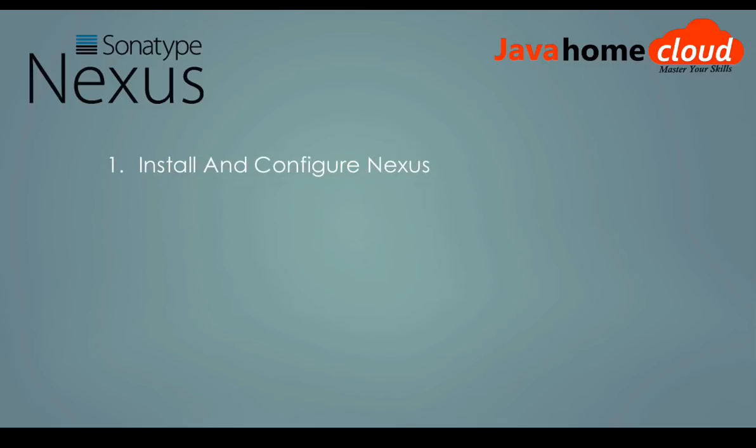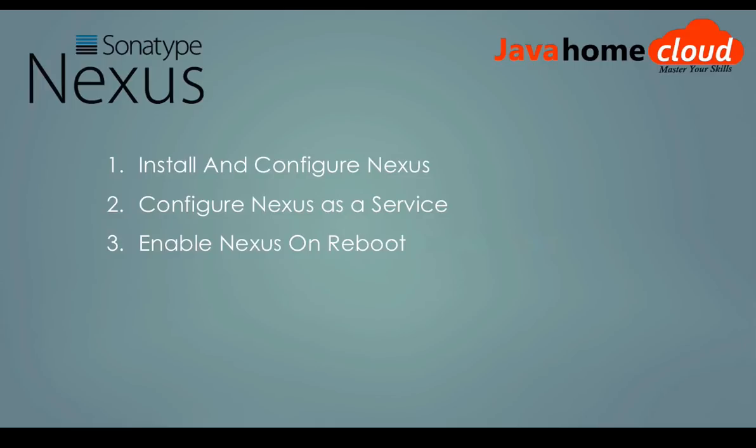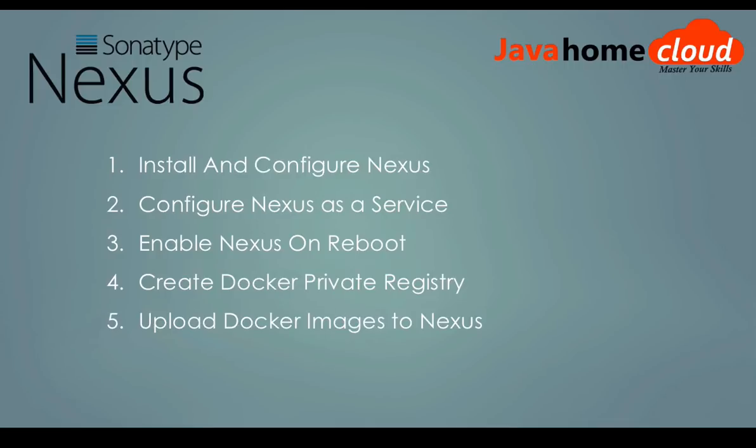We'll see first how to install and configure Nexus. Then we'll configure Nexus as a service, and we will enable Nexus on reboot. That is, when a VM reboots, Nexus should auto start. Then we'll create a Docker private registry inside Nexus, and I will take a dummy Docker image and we'll see how to push that image to Nexus.